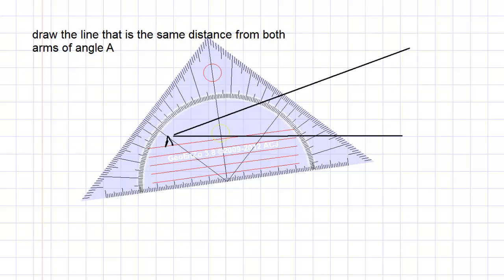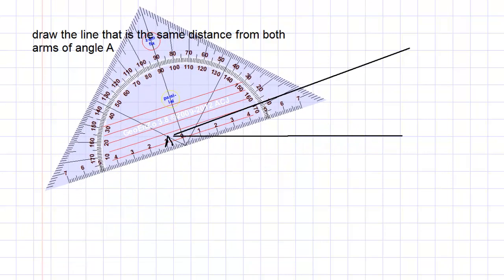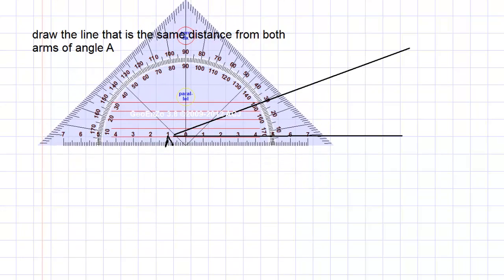Now, I'm not asking you to construct it. There's a way that you construct it with your compass. If you'd like to construct it, you can. It's almost easier than this to use your compass. But I'm just going to use my protractor. You have to measure this angle first if you're going to draw a bisector.